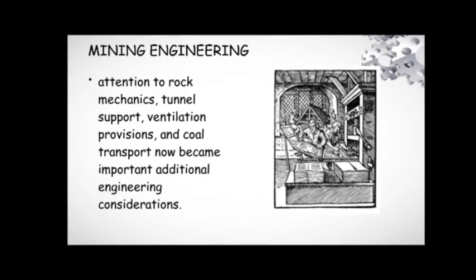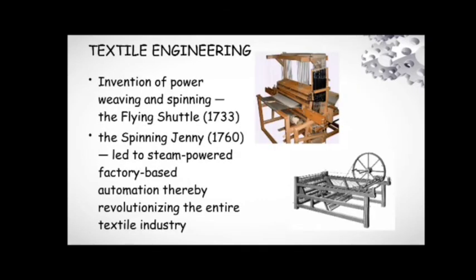So at the time of the first Newcomen steam engine, water seepage limited coal mining to a depth of about 20 meters. An effective means of pumping water and the adaptability of the steam engine now permitted deeper and larger mine operations. Hence, attention to rock mechanics, tunnel support, ventilation provisions, and coal transport now became important additional engineering considerations during this time. So, the third one is textile engineering, developed in 1730.